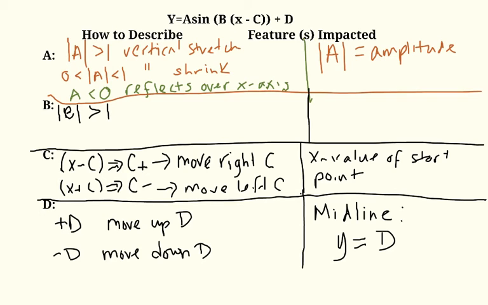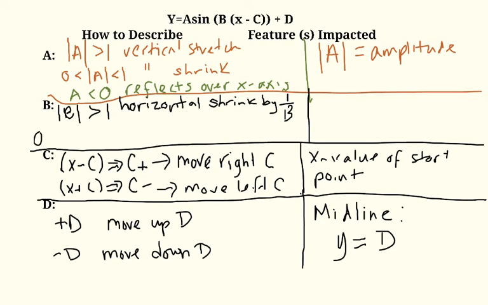So if it's bigger than 1, we're going to say that we have a horizontal shrink. This is backwards because it's speeding up. So this is going to make my period smaller. Because it's getting smaller, I don't want to say by B. I want to say it's by the reciprocal of B. So I'm going to write 1 over, because we know that 1 over something means reciprocal of.